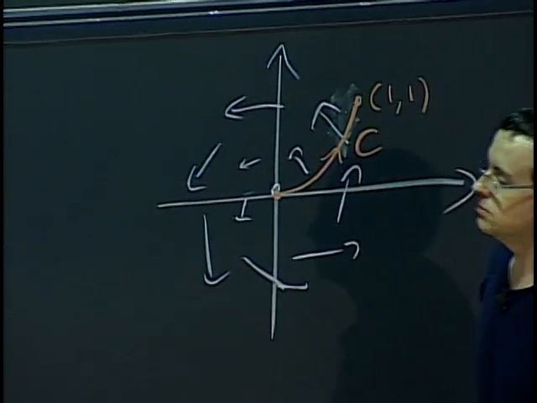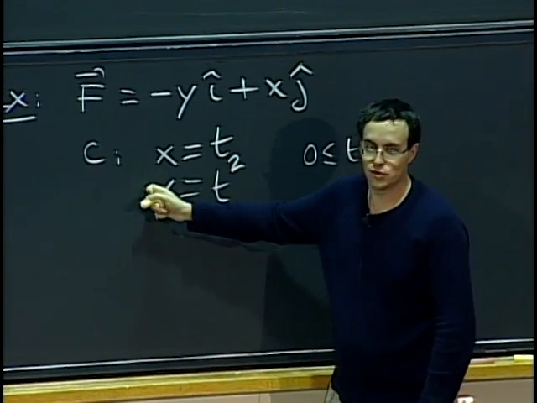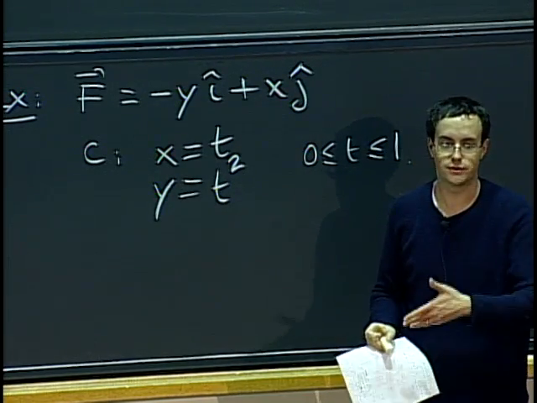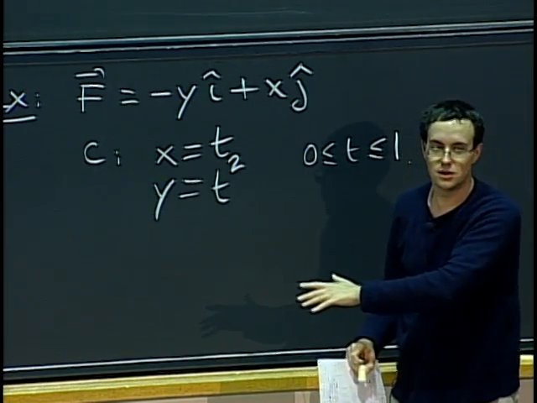I should point out, if you're asking me how did you get this, that's actually the wrong question. This is all part of the data. I have a force, and I have a trajectory, and I want to find the work done along that trajectory. These two I can choose completely independently of each other.